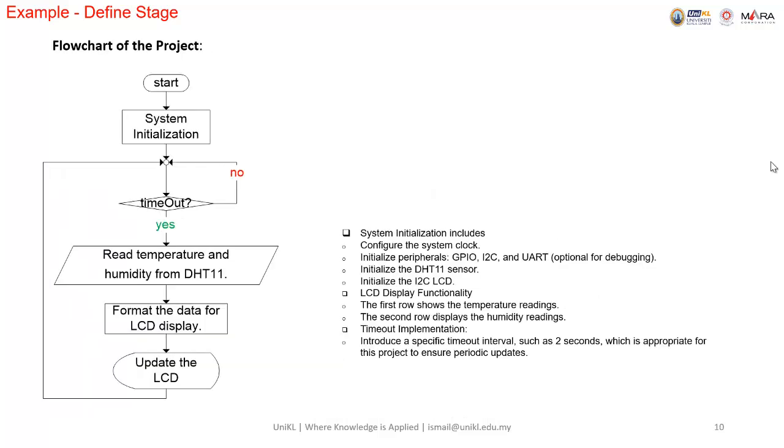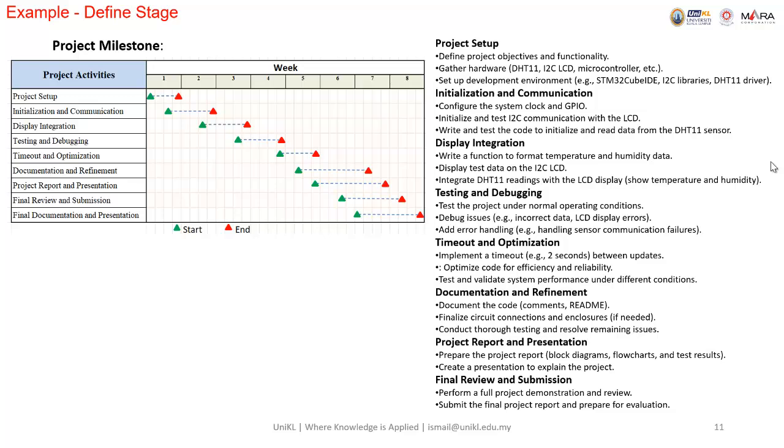And another thing here, we have the project milestones or the time plan. It shows the detail of the project activities, for example, project setup, initialization of the communications, display integration, testing and debugging, timeout and optimization, documentation and refinement, project report and presentation, final review and submission, final implementation and presentation. So here we show the start and end of each activity. Each activity, we need to show the start and end.